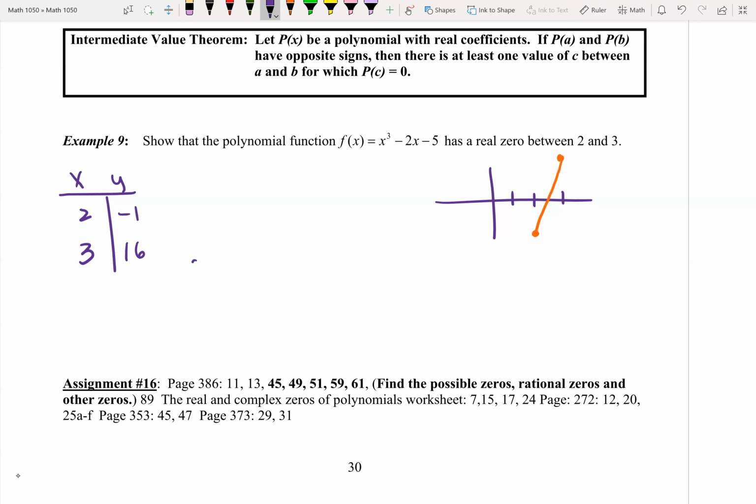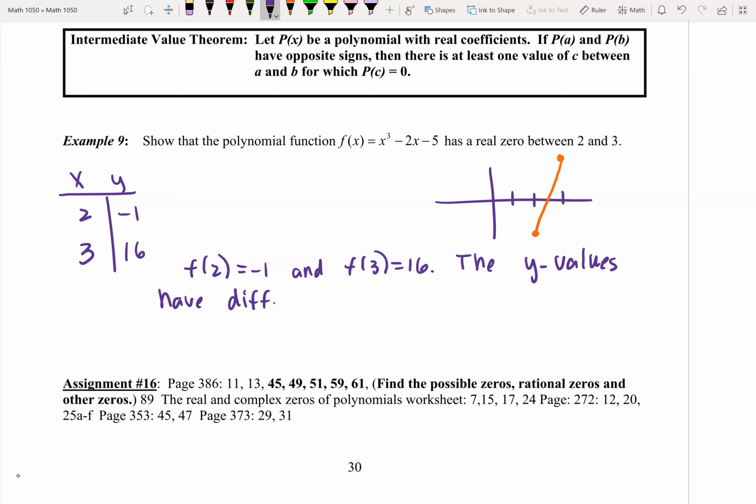Okay, let's write it up. So let's say f of 2 equals negative 1, and f of 3 is equal to 16. The y values have different, what, everybody? Signs. Yeah. So there must be a real 0 between them.